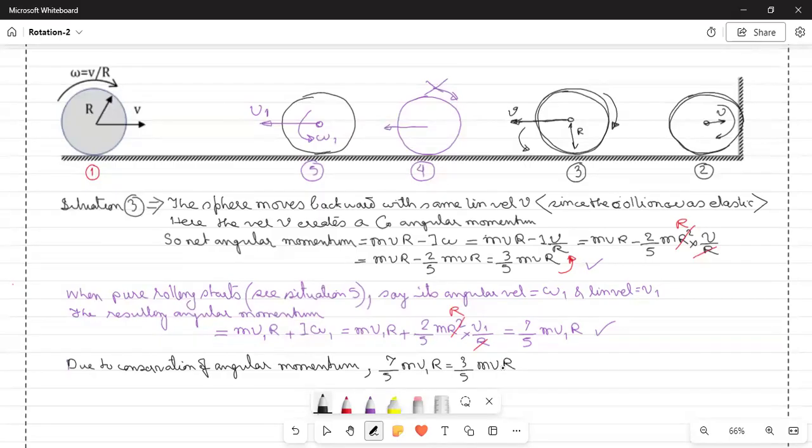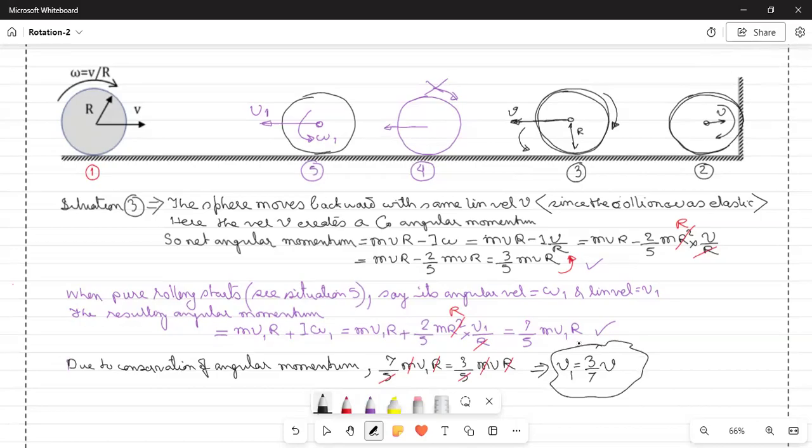From here, m and r get cancelled, and the 5 and 5 also get cancelled. So what we are left with is v1 equal to 3 by 7 v. That is the answer they want you to find out.